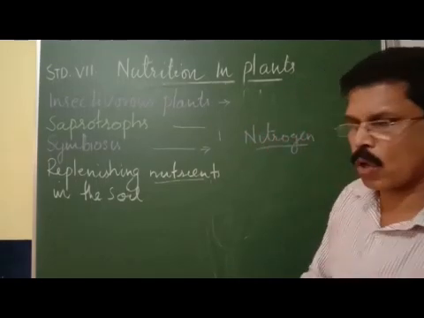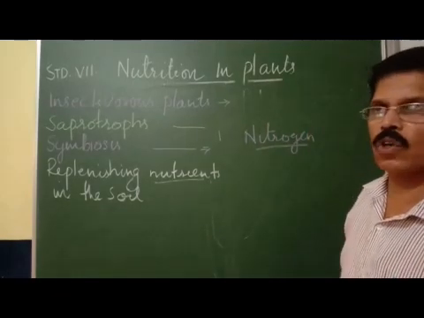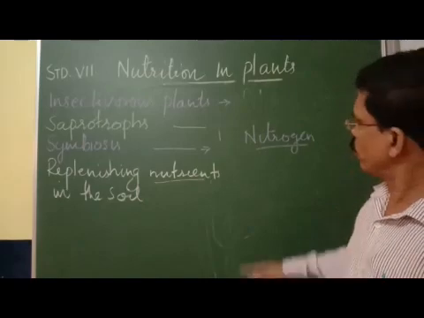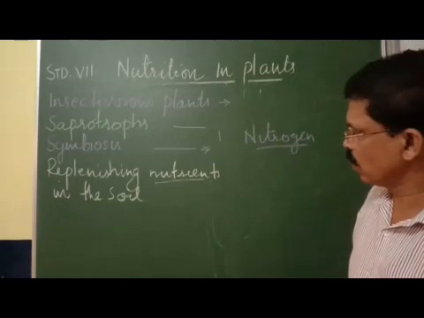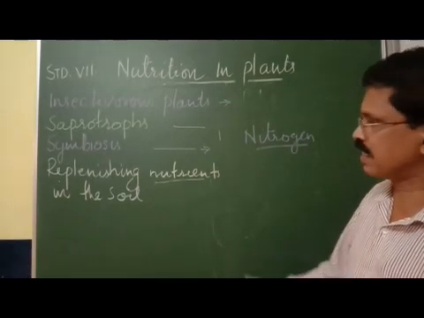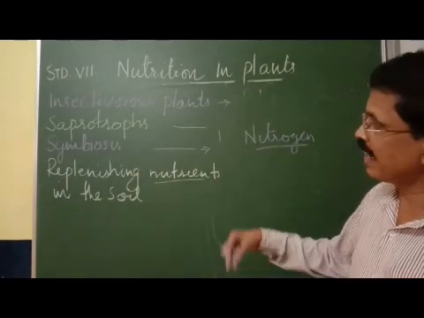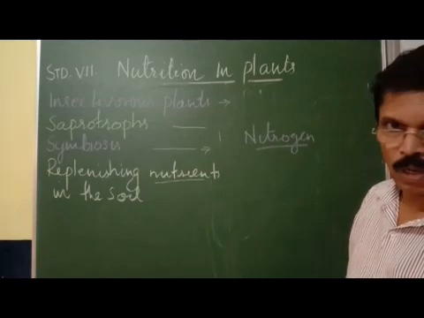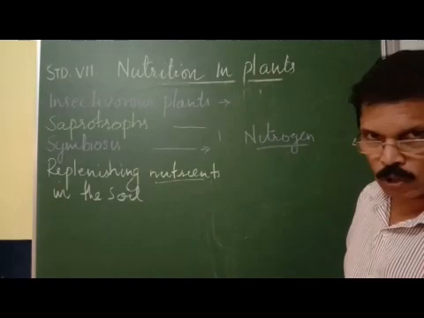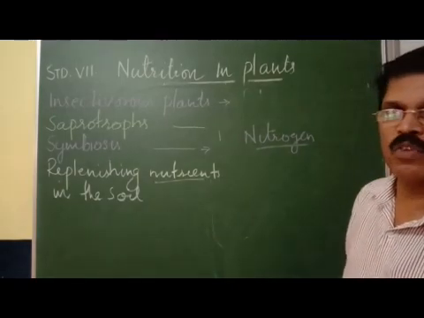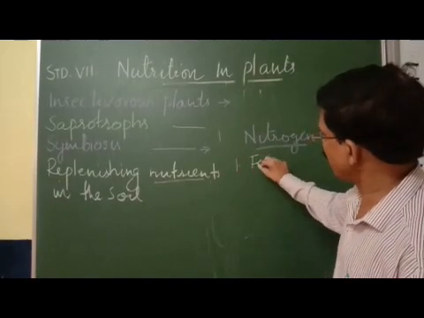Most of the plants absorb nitrogen from the soil. And as a result of continuous growth of the crops in the soil, nutrients like nitrogen will get reduced year after year. How can we replenish it? How can we re-provide it? How can we make the soil again rich in nutrients? So replenishing can be done in many ways. First of all, farmers add fertilizers and manures.